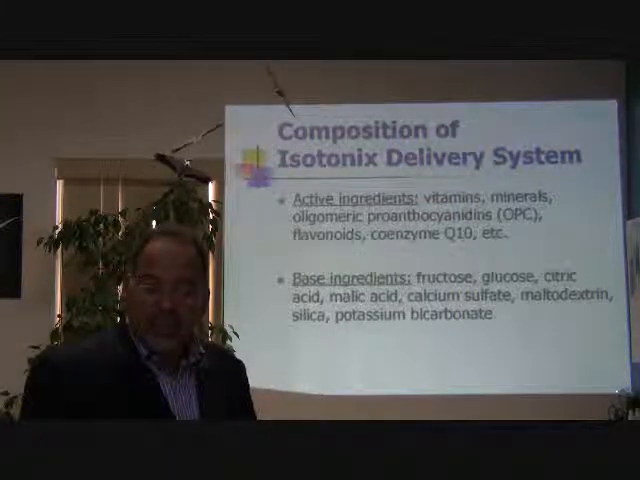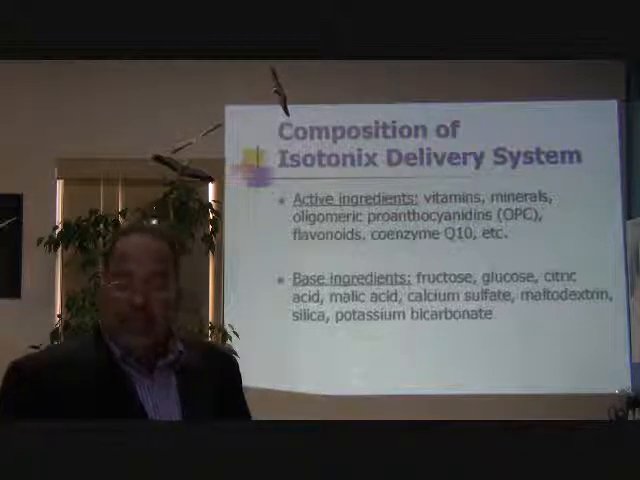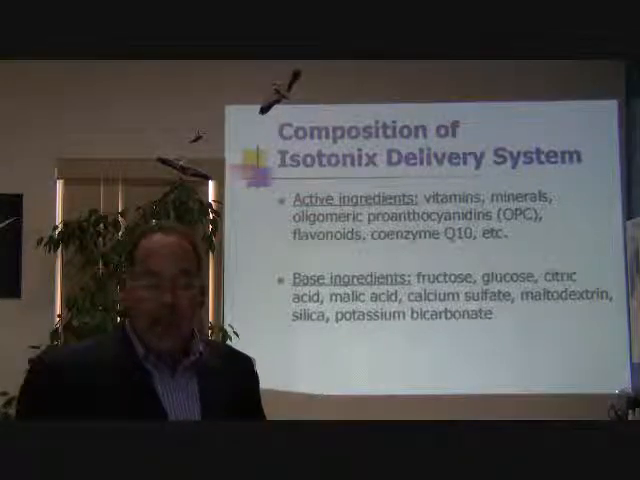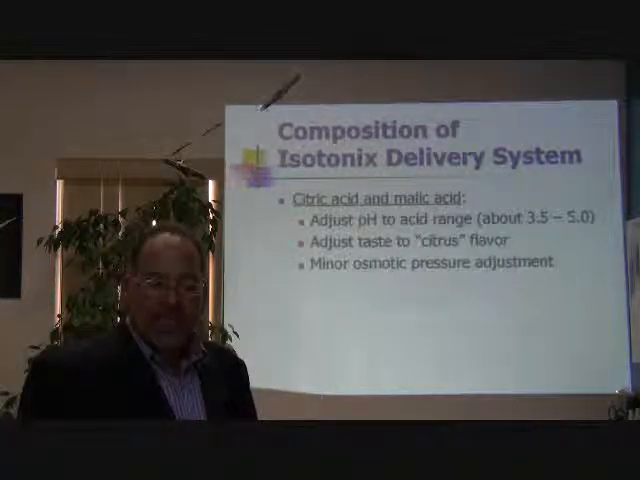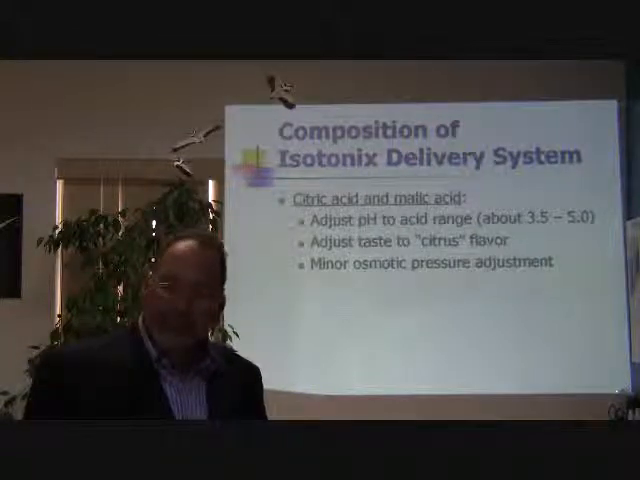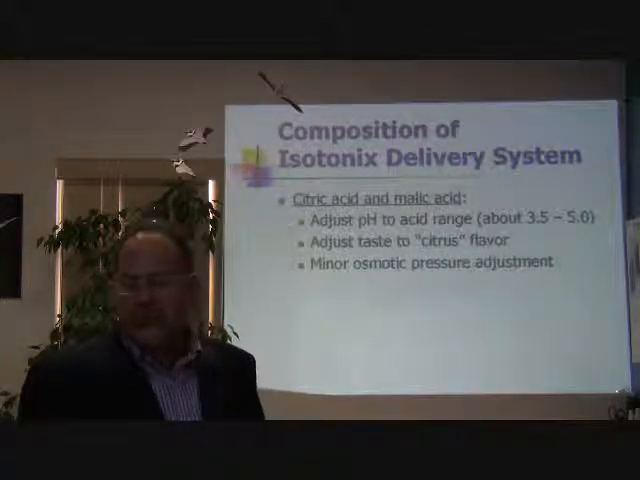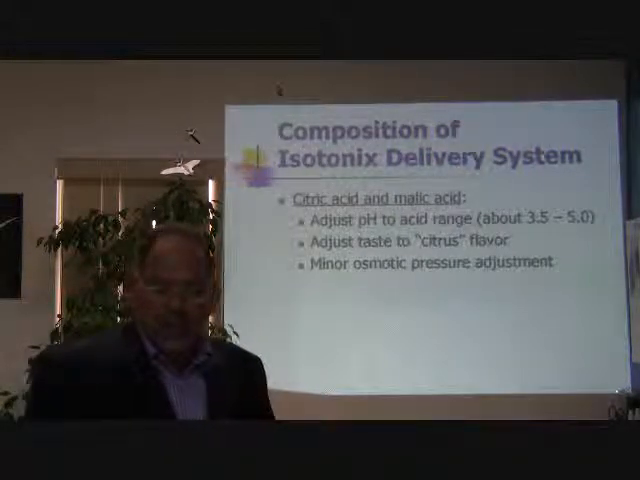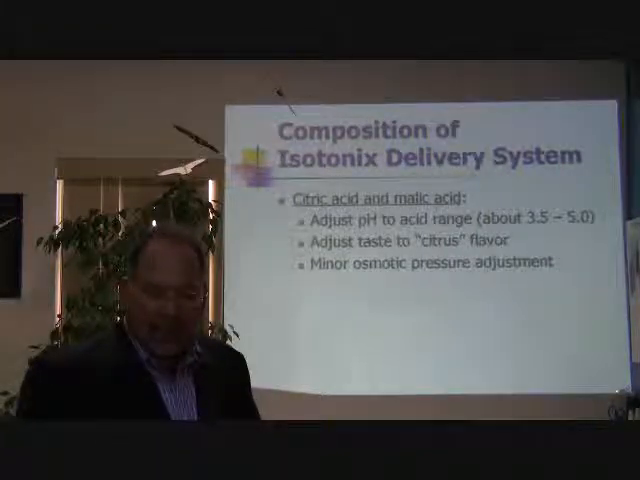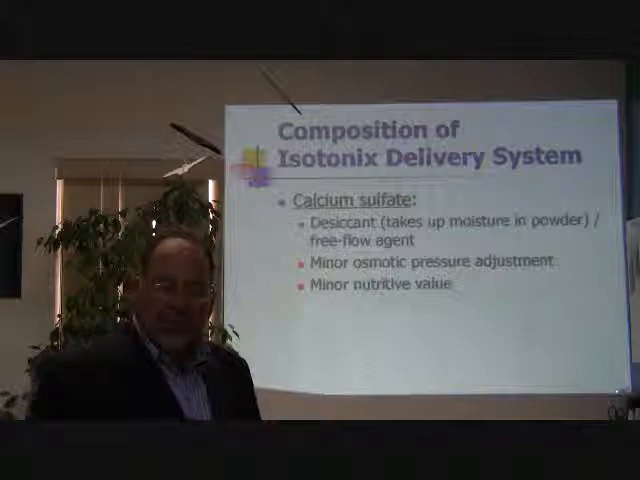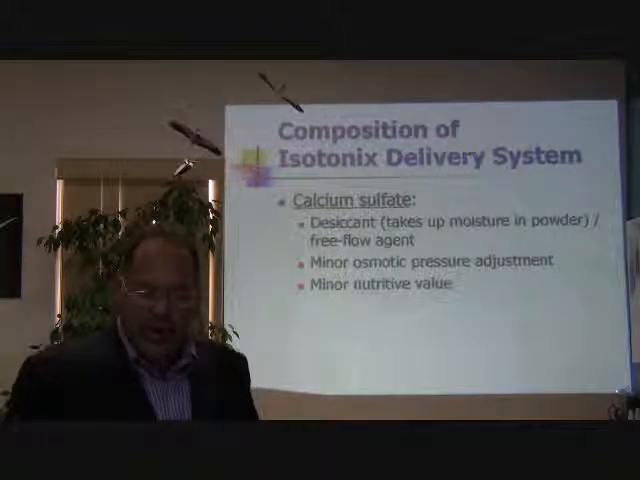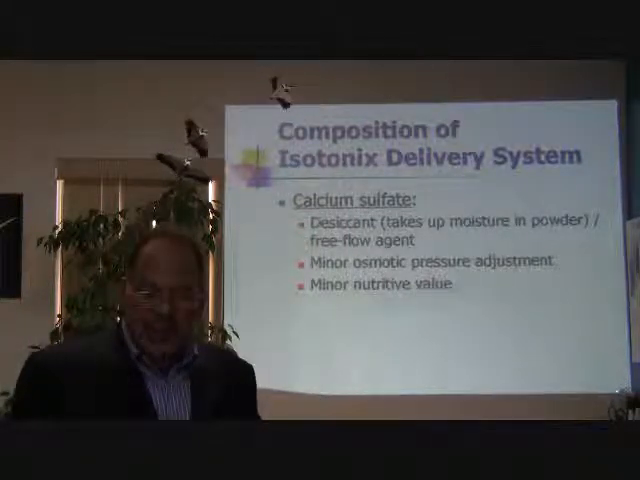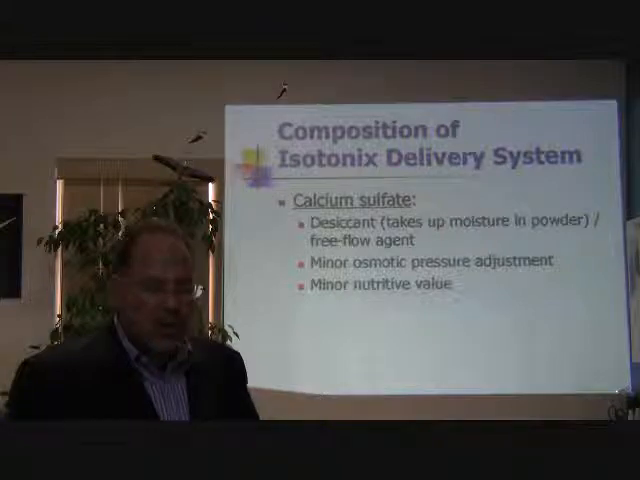Base ingredients are fructose, glucose, citric acid, malic acid, calcium sulfate, maltodextrin, silica, and potassium bicarbonate. The citric acid and the malic acid are used to adjust the pH in the acidic range of between 3.5 to 5. It adjusts citrus flavor, and it is also an adjustment for minor osmotic pressure changes. The calcium sulfate is a desiccant which draws water out, takes up the moisture, so you can have a free-flowing agent. Also a minor osmotic pressure adjustment, and there's minor nutritive value with the calcium sulfate.